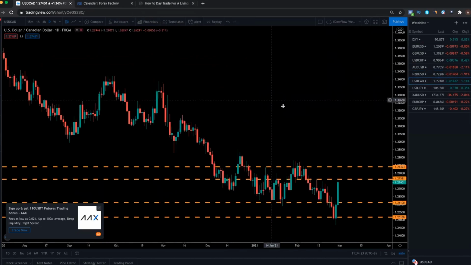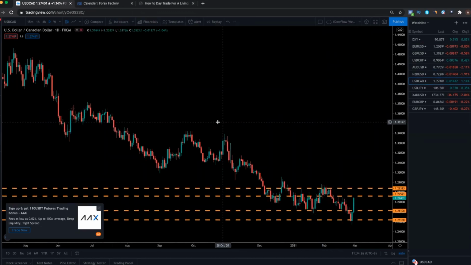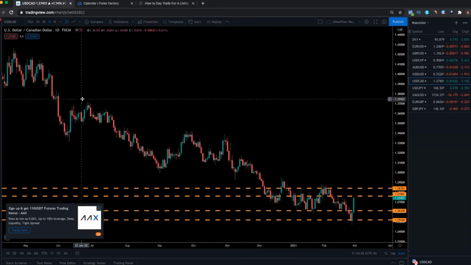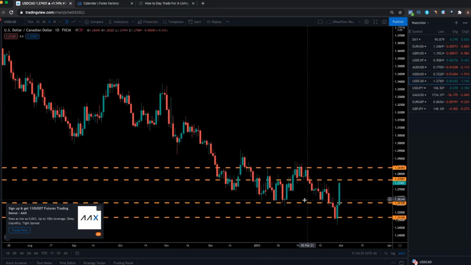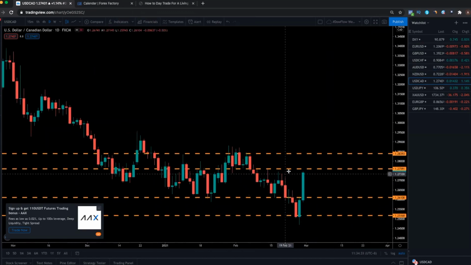Okay, let's move on to dollar CAD. Dollar CAD long term is a downtrend. You can see this is a low, this is a high, lower low, lower high. So it's bearish. And last week I mentioned that we want to sell high, and we didn't get any setup until kind of like this week.